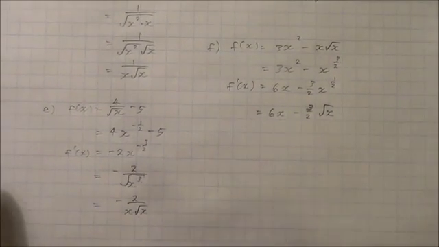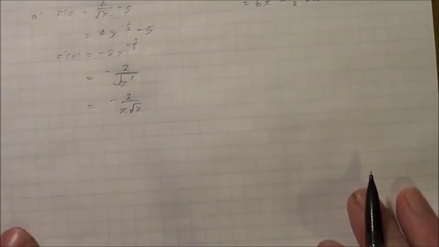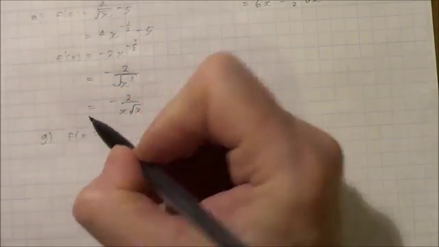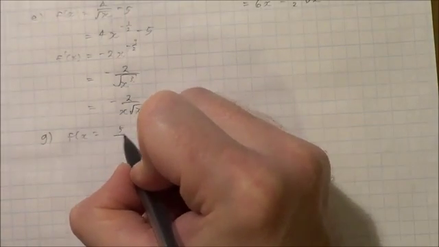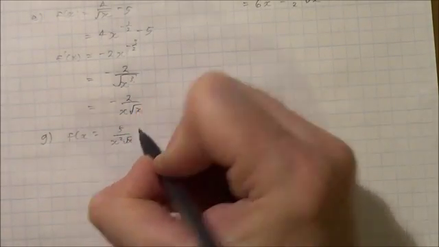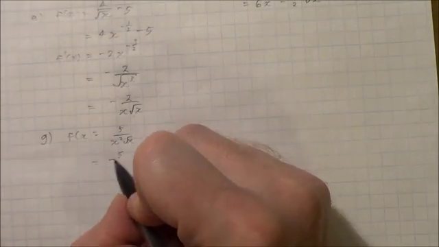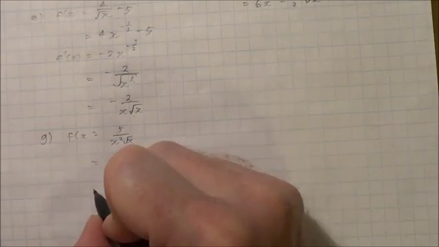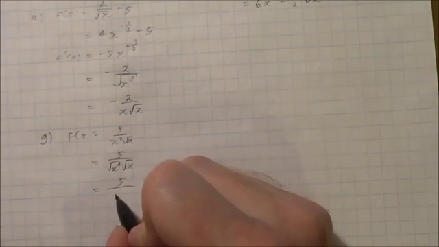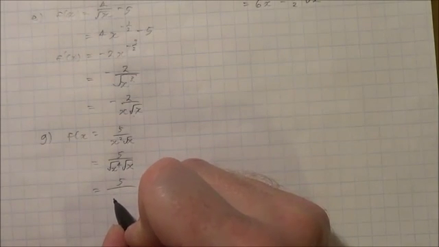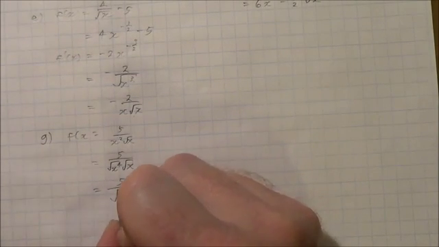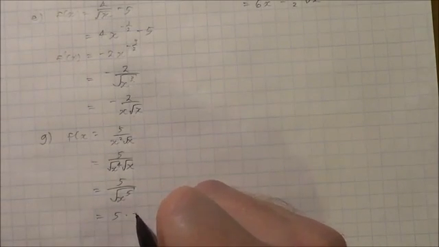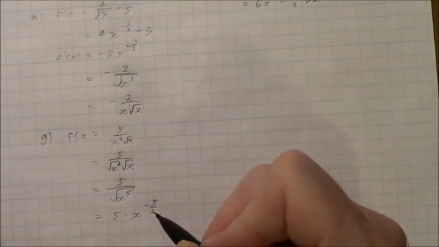I will write g down here. Hopefully we have some space. F of x is 5 over x squared root x, which is 5 over the square root of x to the power 4 times root x, which then is 5 over the square root of x to the power 5, which is 5 times x to the negative 5/2.